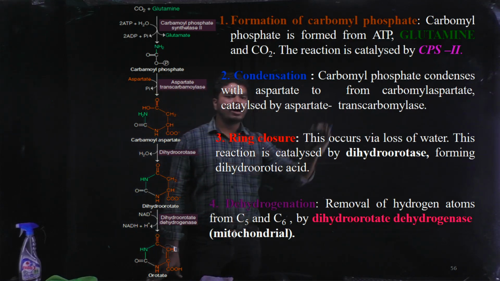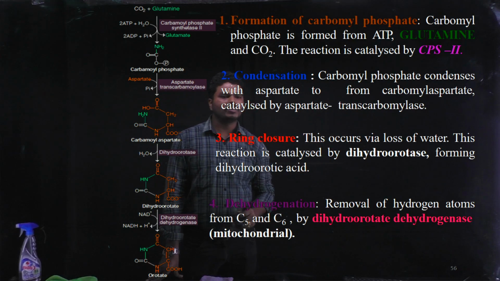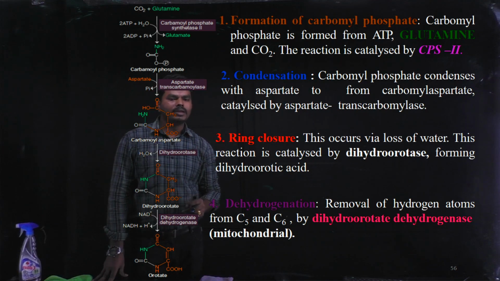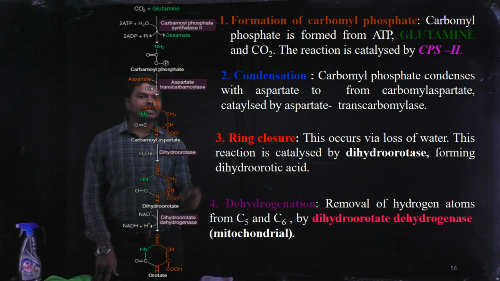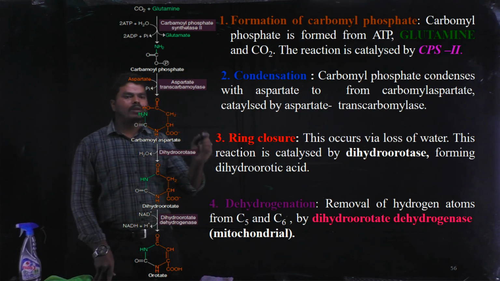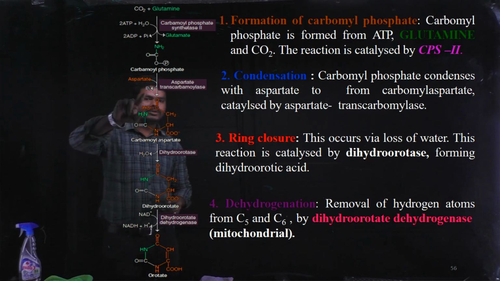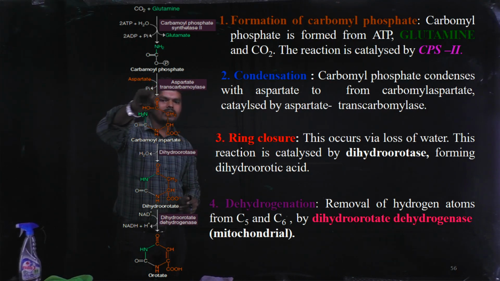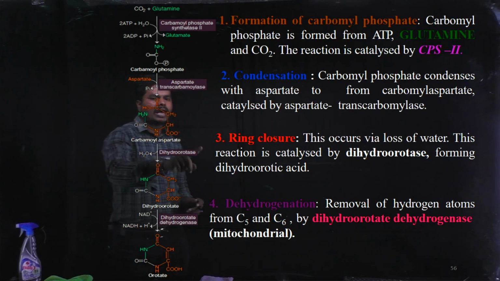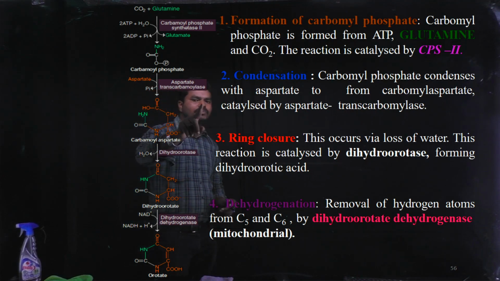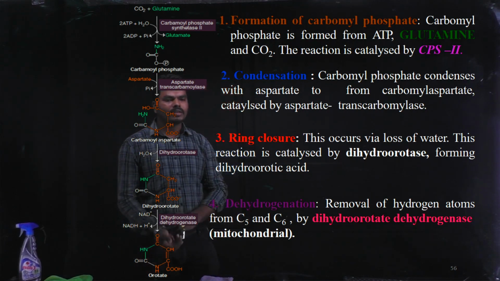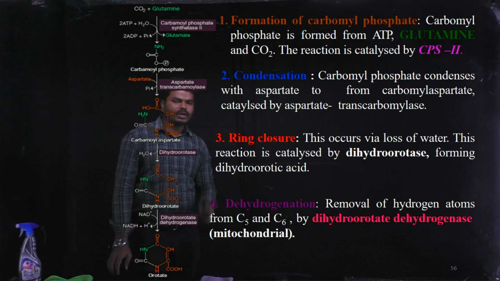To form carbamoyl aspartate. So this reaction is catalyzed by aspartate transcarbamylase. That is one of the enzymes. So that can catalyze the reaction to convert carbamoyl phosphate to carbamoyl aspartate. So here we can see this is the carbamoyl phosphate, and this carbamoyl phosphate will condense with the aspartate. Thereby it is able to form carbamoyl aspartate, and this reaction is catalyzed by aspartate transcarbamylase, the enzyme that will catalyze this reaction.